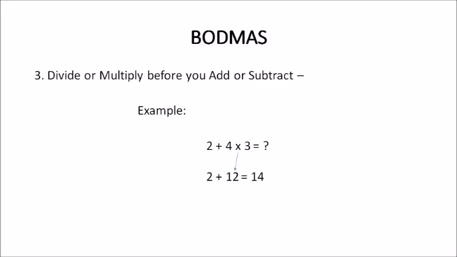Now in this example, divide or multiply before you add or subtract. So in this example, you're given addition and multiplication. Which do you do first? According to BODMAS, you have to multiply first and then add. So 2 plus 4 multiplied by 3, first you need to multiply. So 4 multiplied by 3 gives you 12, and you bring down 2 plus, so 2 plus 12 gives you 14 according to BODMAS rule.